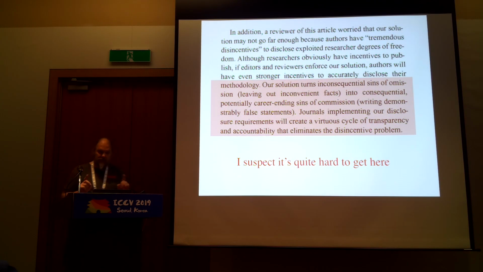The main point is that if people actually did this, sins of omission, which are basically leaving out inconvenient facts, turn into sins of commission, which involves writing demonstrably false statements. Now, usually you can get away with leaving out inconvenient facts, but writing demonstrably false statements usually gets you into fairly hot water. And the hope is that if you impose this disclosure regime, a lot of nonsense will go away. I, by the way, think it might be quite hard to get there, but I think it's worth a try.